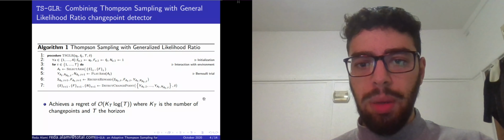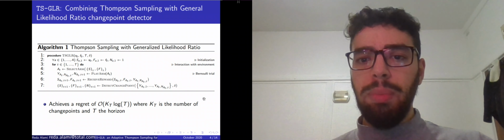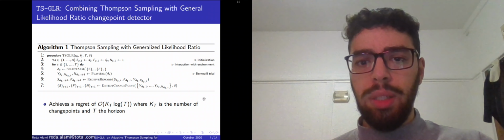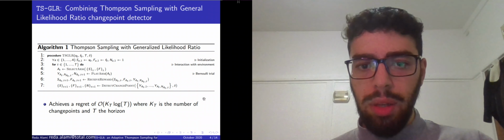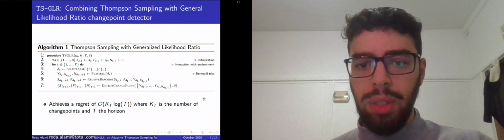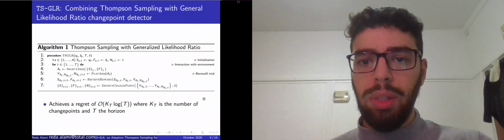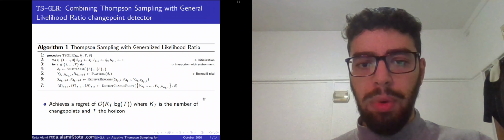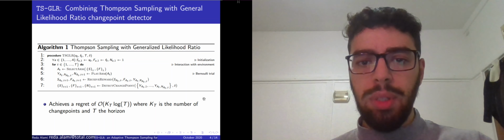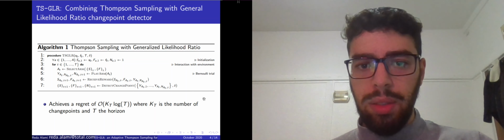So our algorithm combines Thompson sampling with the GLR change point detector. At each time step, we play an arm and update its parameters using the Thompson sampling, and we detect a change using the GLR. If a change is detected, we restart the Thompson sampling, otherwise we repeat the process. The Thompson sampling GLR achieves the regret of big O of log T times K_T, where K_T is the number of change points.